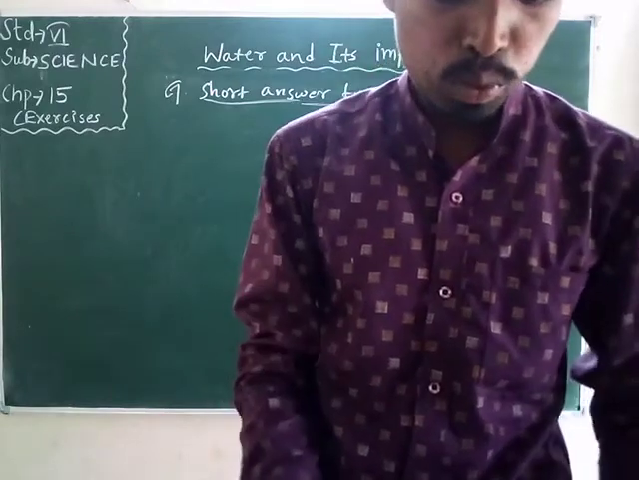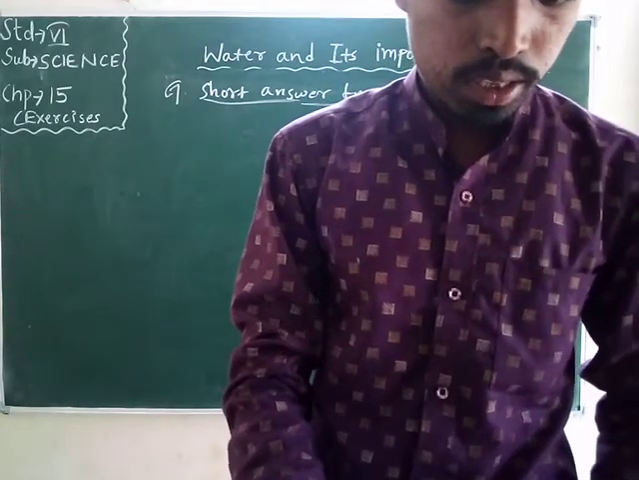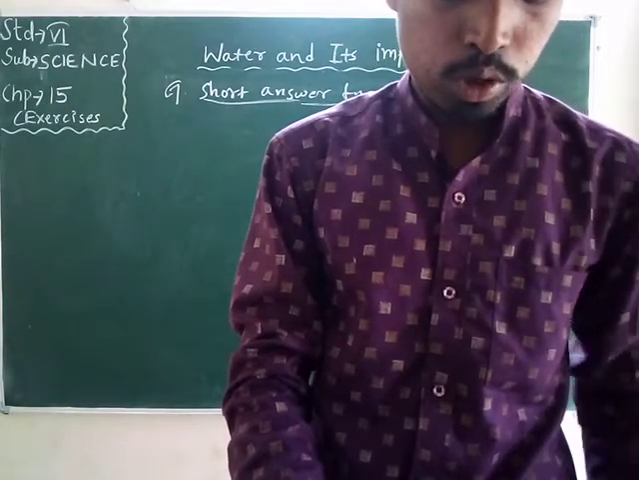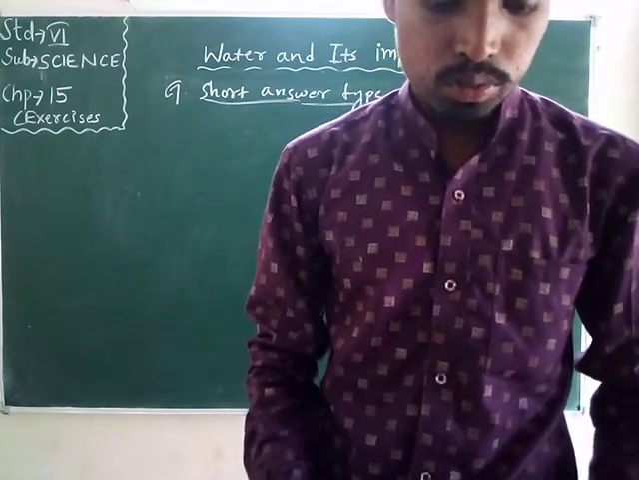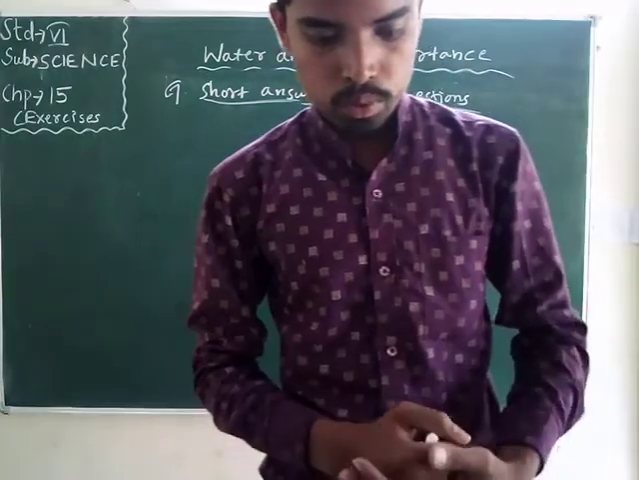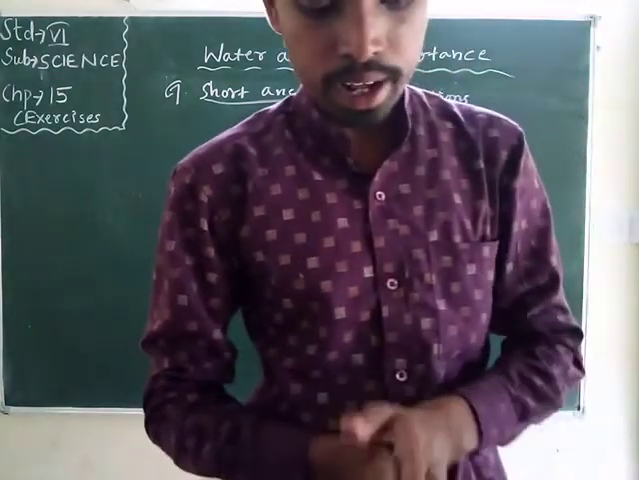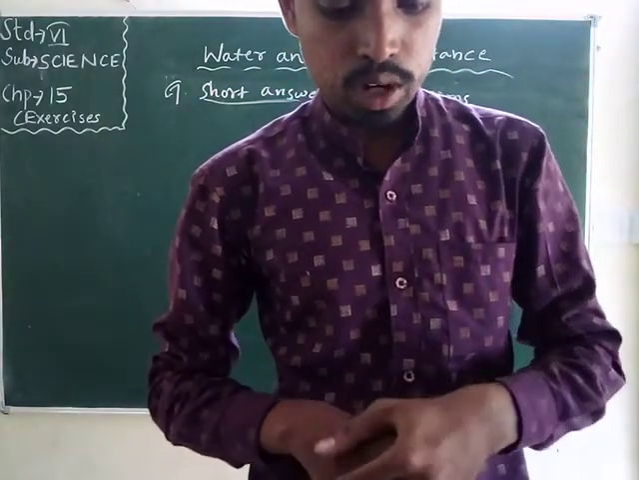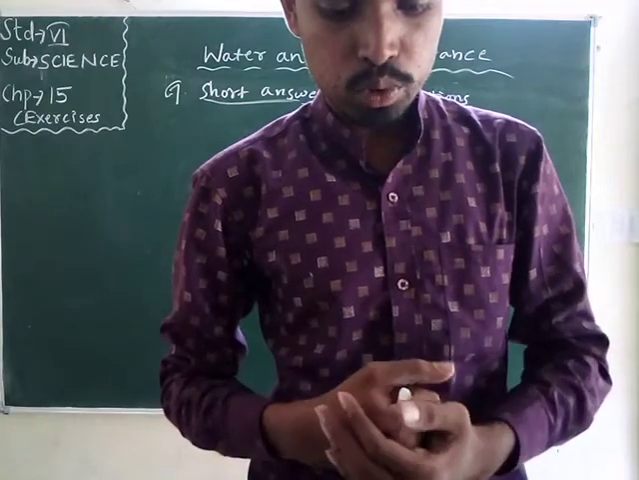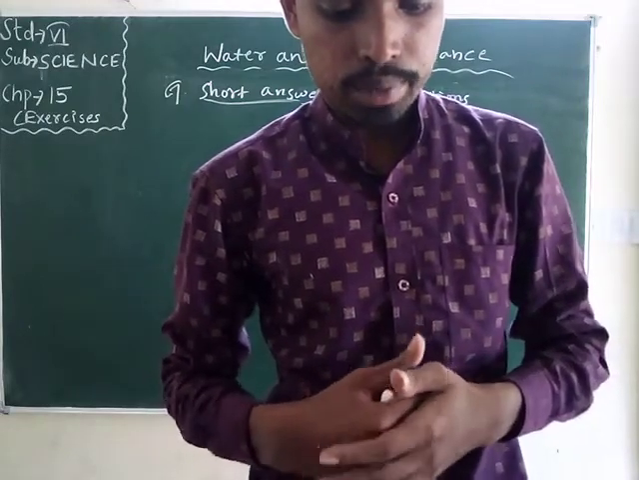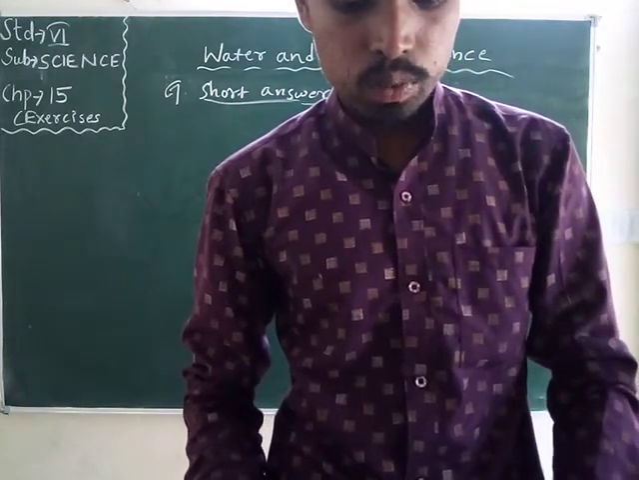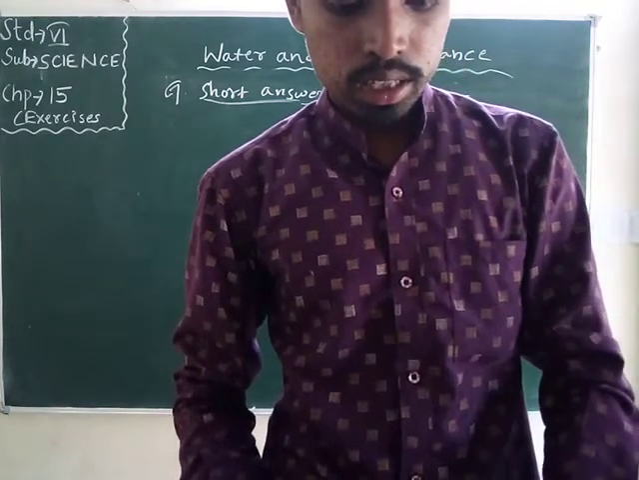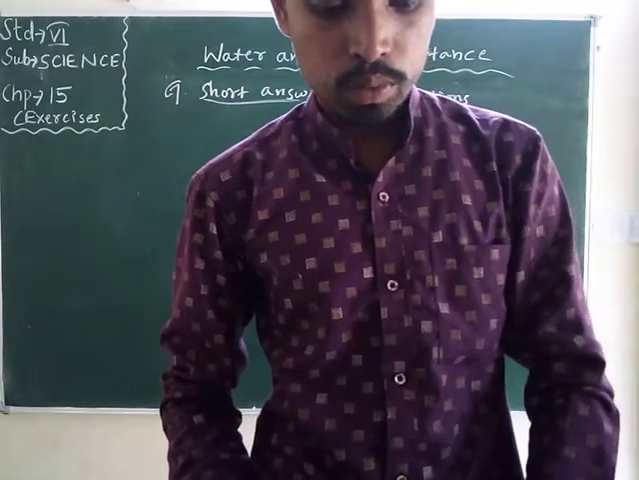Okay. Number 4, what is water pollution? Also explain how we can conserve water. Okay. So first you have to write the definition of water pollution. The pollution of water due to garbage, harmful chemicals and contaminants that make the water unfit for drinking is called water pollution.